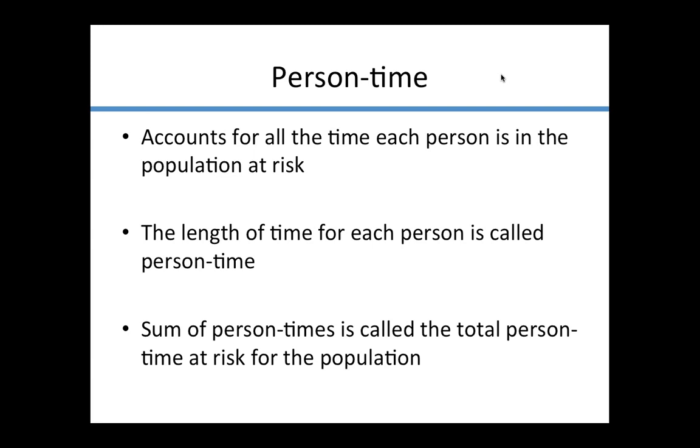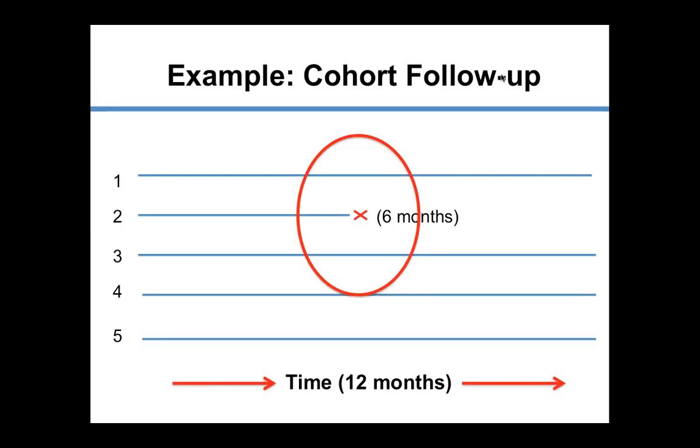So person time accounts for all the time each person is in the population at risk. The length of time for each person is called person time. The sum of person times is called the total person time at risk for the population, and that's what goes in the denominator of these rates.